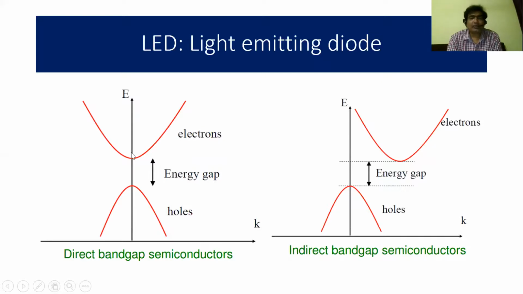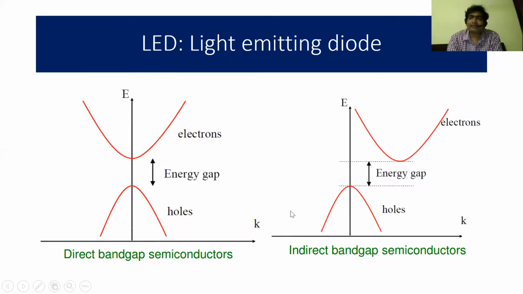In a certain group of semiconductors, the minimum of the conduction band is directly above the maximum of the valency band at the same value of the momentum vector. Here you see along the x-axis we have the momentum vector, along the y-axis we have energy. So at the same value of k, the minimum of the conduction band and the maximum of the valency band coincide. These types of semiconductors are called direct band gap semiconductors.